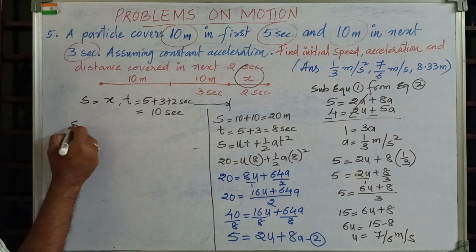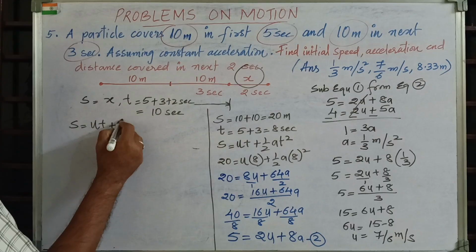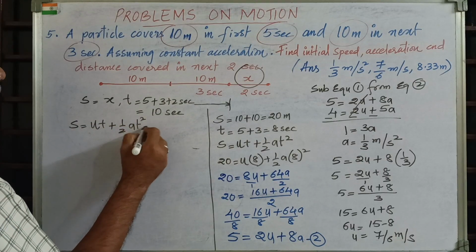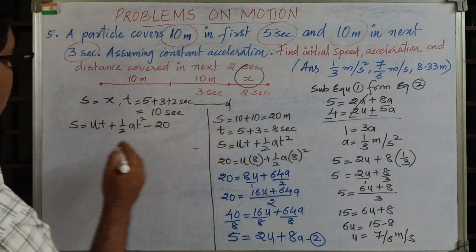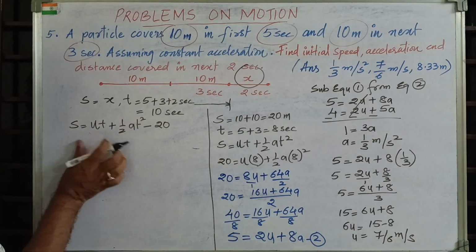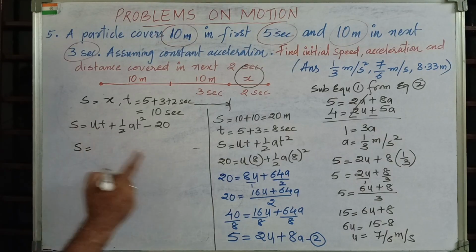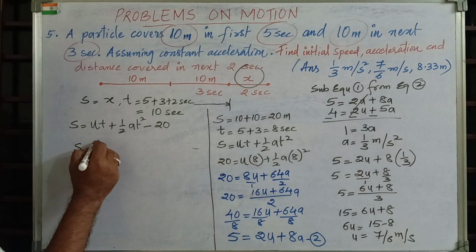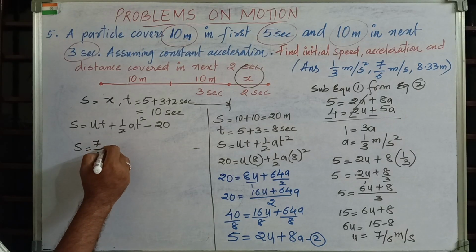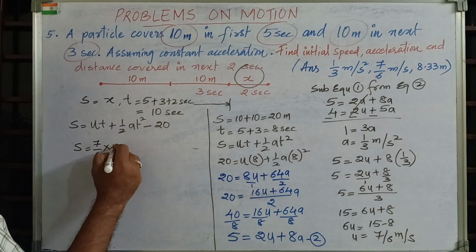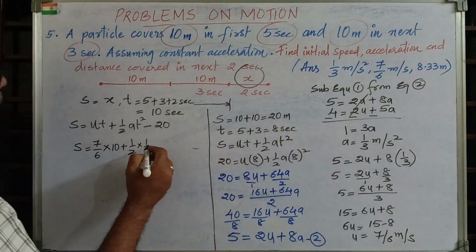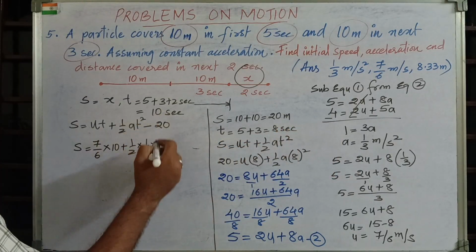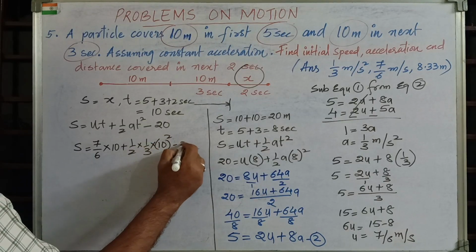So the formula S is equal to ut plus half at square minus 20. Now to get this distance, you have to remove this 20. Therefore S is how much? We don't know. Let it be S only. What is u now? u is 7 by 6. Into what is the time here? Time is 10 seconds. So it is 10 plus half into a, 1 by 3, because you know a is 1 by 3, into t square. t is your 10. Therefore it's t square minus 20.